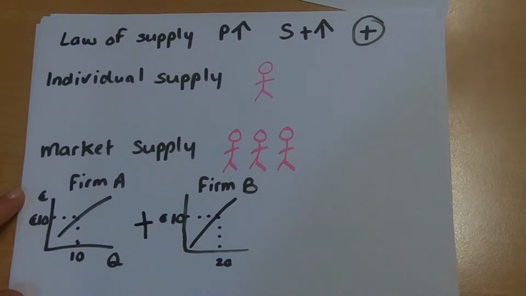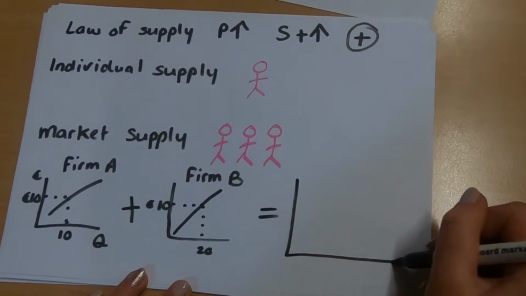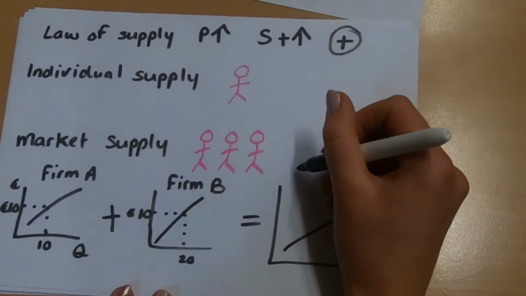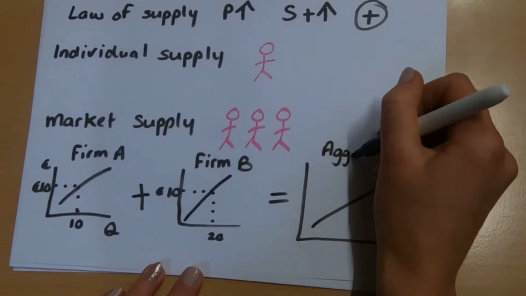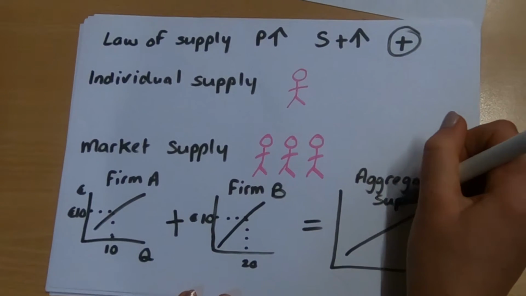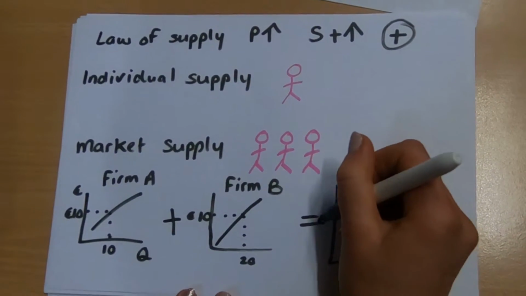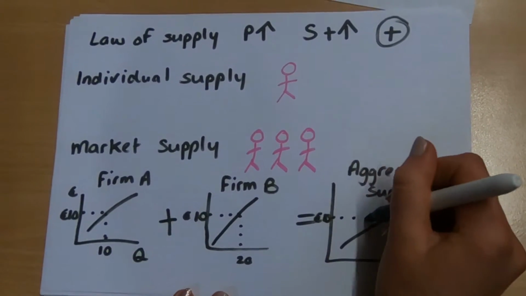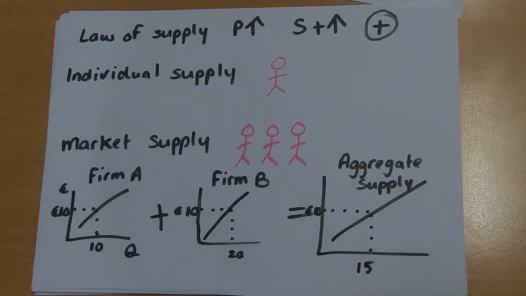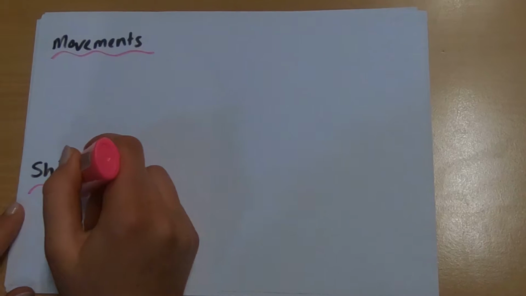You add the individual supplies in a market to get aggregate supply in a market. This is represented on this graph. And it shows us that at €10, the market is willing to supply 15 units of a good. Now we're going to talk about movements and shifts in the supply curve.